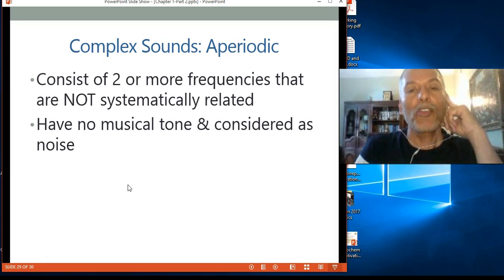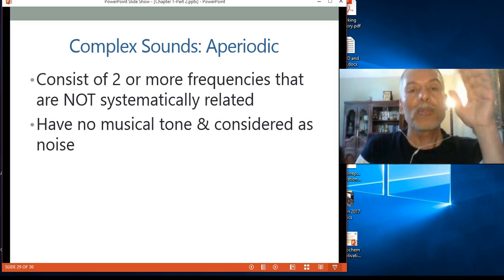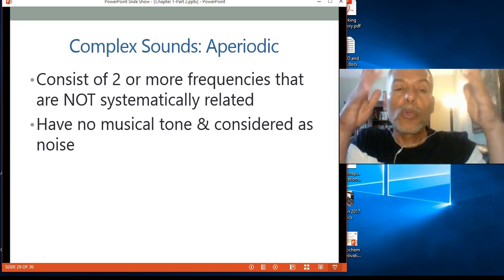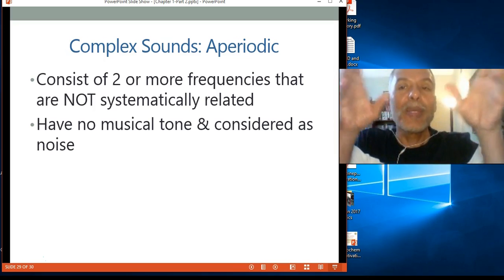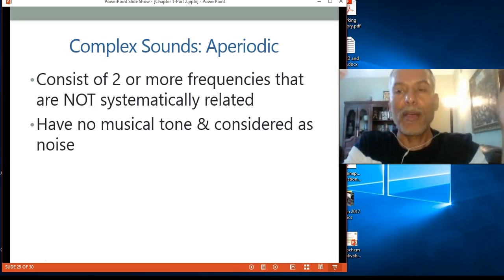So aperiodic sounds consist of two or more frequencies that are not systematically related. They have no musical tone. They are considered noise. Every kind of noise that we hear is originally made out of many pure tones that are merged and mixed together, and you can't distinguish between one and the other.